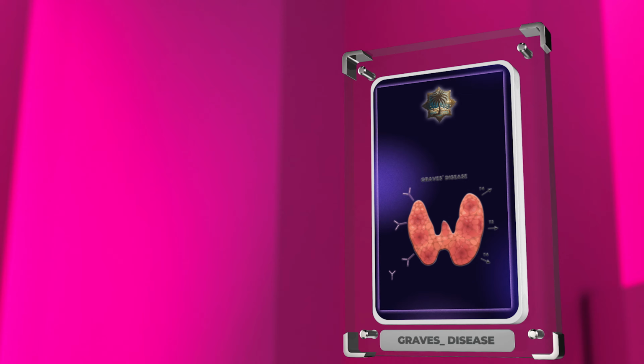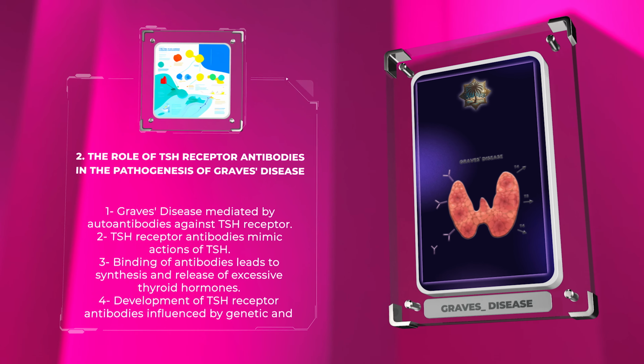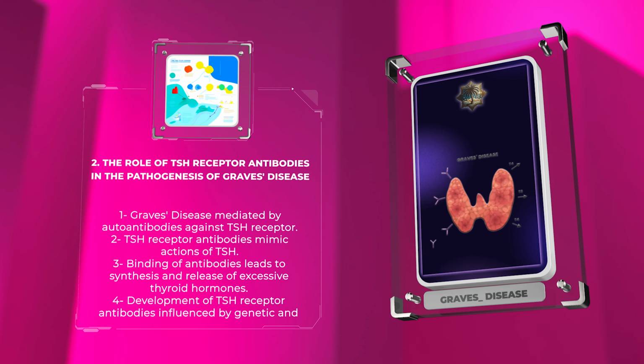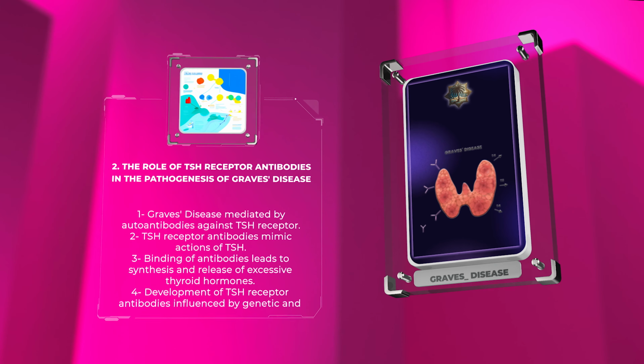Graves' disease is primarily mediated by the production of autoantibodies against the thyroid-stimulating hormone, TSH, receptor. These antibodies, termed TSH receptor antibodies, bind to the TSH receptor on thyroid follicular cells and mimic the actions of TSH. This binding leads to the synthesis and release of excessive amounts of thyroid hormones, resulting in hyperthyroidism. The precise mechanisms underlying the development of TSH receptor antibodies are still under investigation, but genetic and environmental factors are believed to play crucial roles.